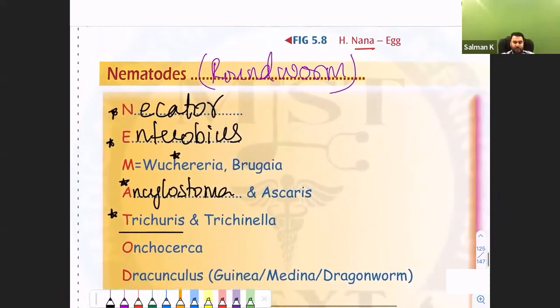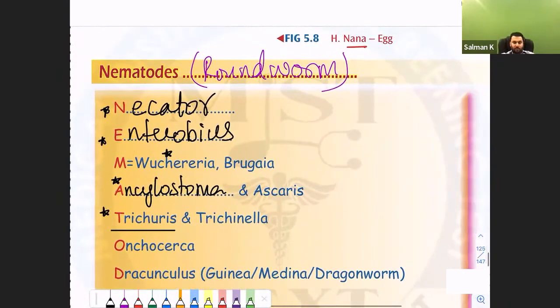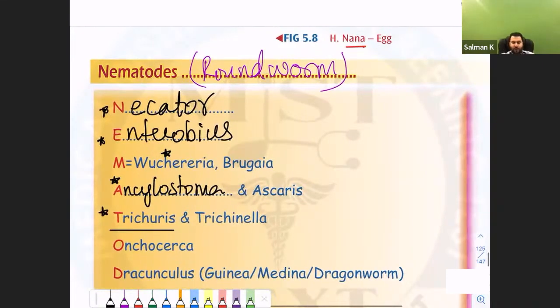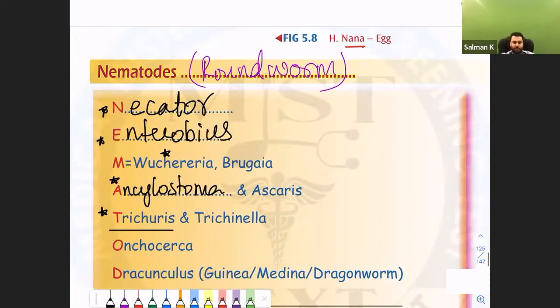Next topic is roundworms. Before we go to the roundworms, what are the 2 names of the flatworms? One is the trematode. Trematode is the one that is called a fluke. T is trematode, it is fluke. And then you have cestode or the tapeworm. Nematodes, as the name says, these are the roundworms.